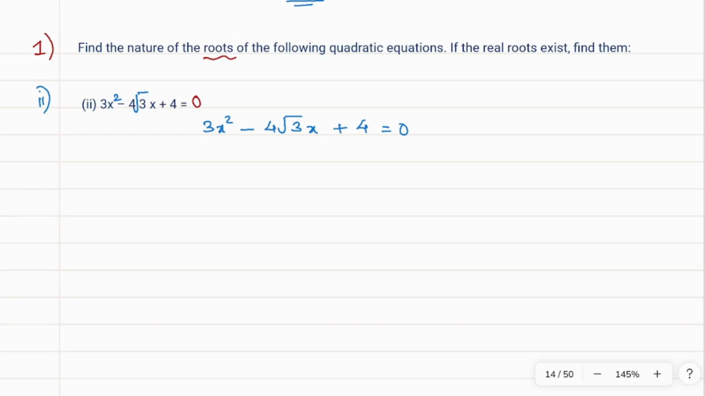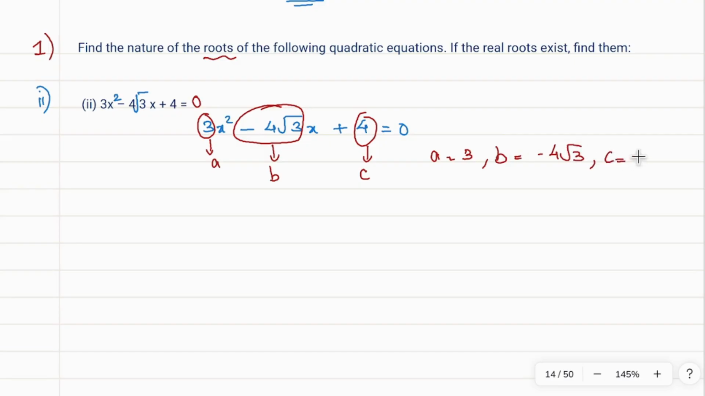Now let's do the questions from exercise 4.3, question number 2: 3x square minus 4 root 3 x plus 4 equal to 0. Here we have to find the nature of the roots of the equation, and if the roots exist, we have to find them. Hence a equal to 3, b equal to minus 4 root 3 and c equal to 4.